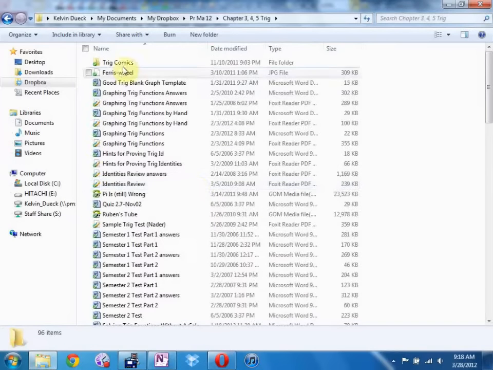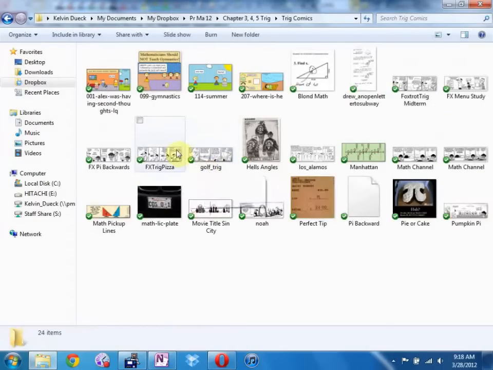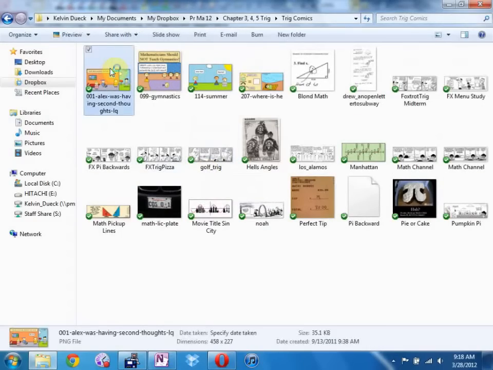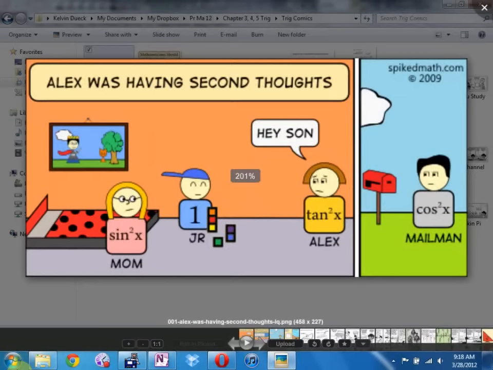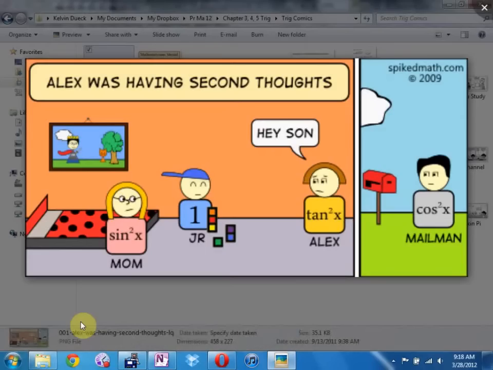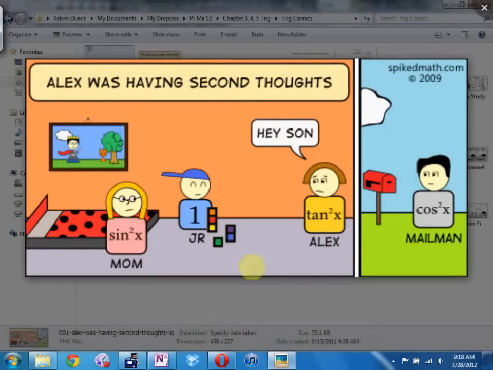It is finally, at long last, time for my Trig comics. Read and see if you can figure this one out. It says, Alex was having second thoughts. Here's Alex. Hey, son. Here's his son. Here's the mom. Here's the mailman.